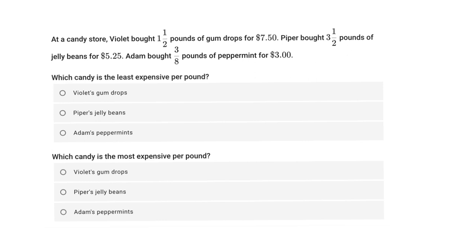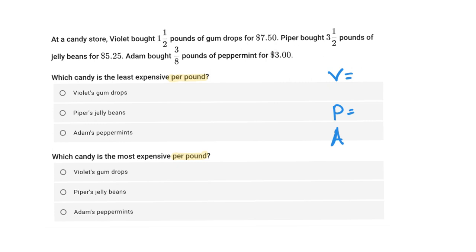Okay, this next question says, Violet bought 1.5 pounds of gumdrops for $7.50. Piper bought 3.5 pounds of jelly beans for $5.25. And Adam bought 3 1/8 pounds of peppermint for $3. So there's my people, Violet, Piper, Adam. Which candy is least expensive per pound? Now that per pound is a huge clue for us. It tells us that we are finding the unit rate. So we're going to find the unit rate for each of these.